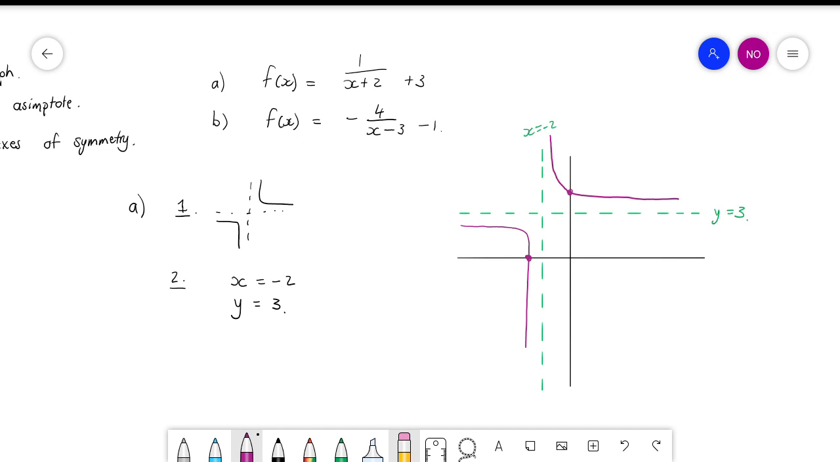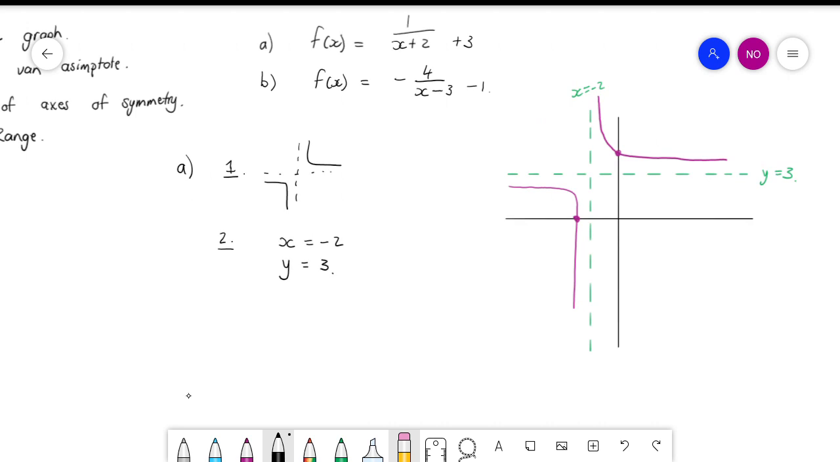So if I have that, then I can check my answers for the next step. For the next step, I'm going to calculate the two intercepts. So for the y-intercept, I say x is equal to 0.